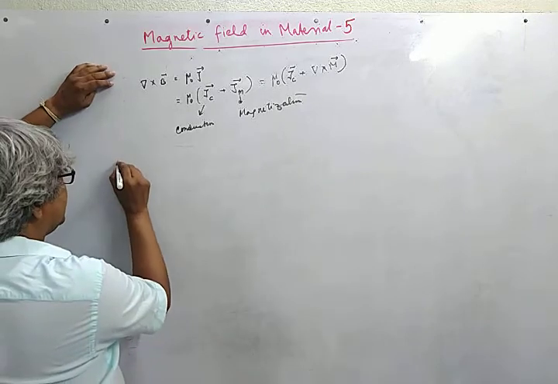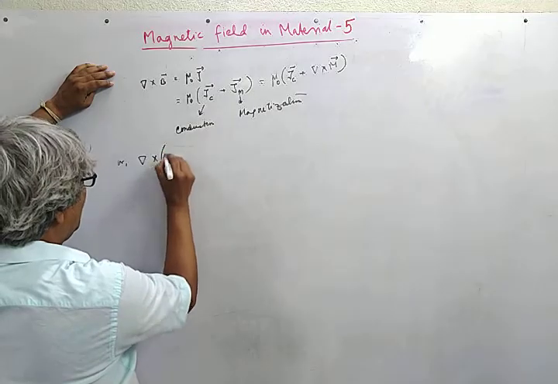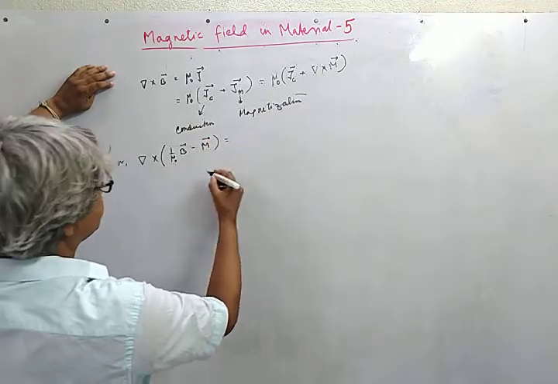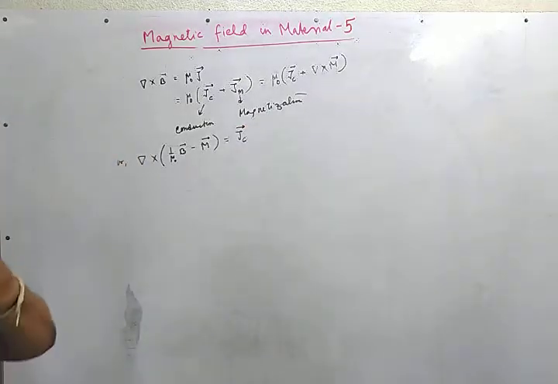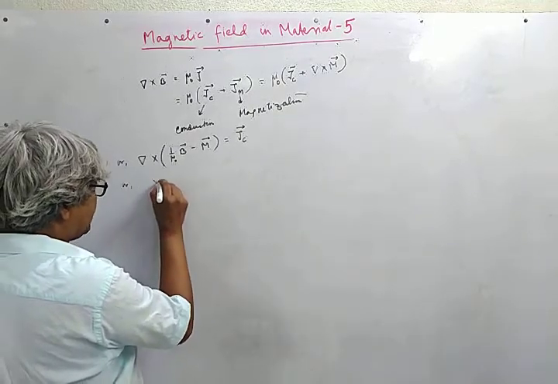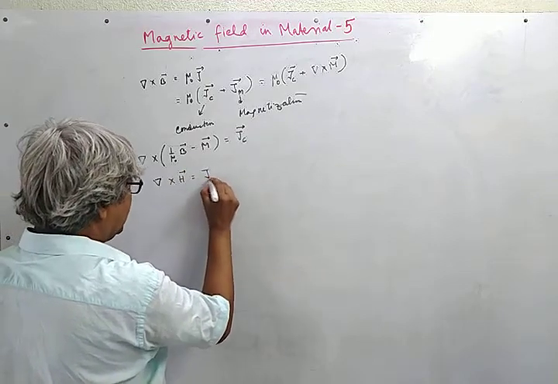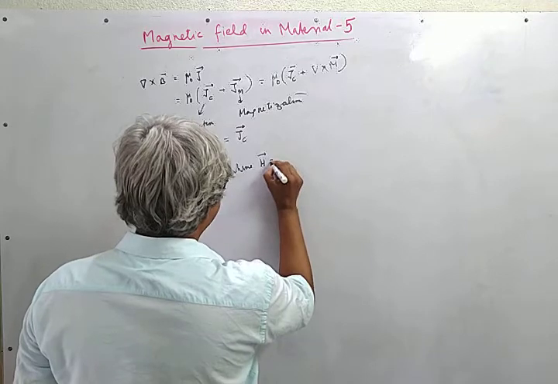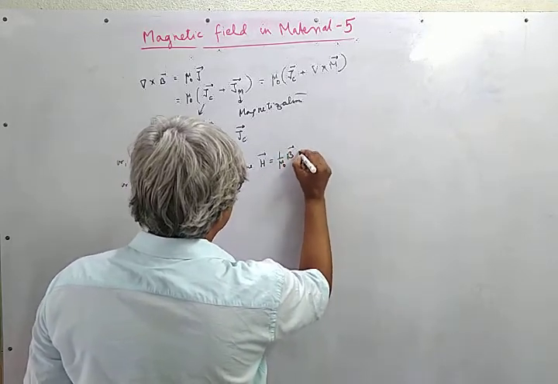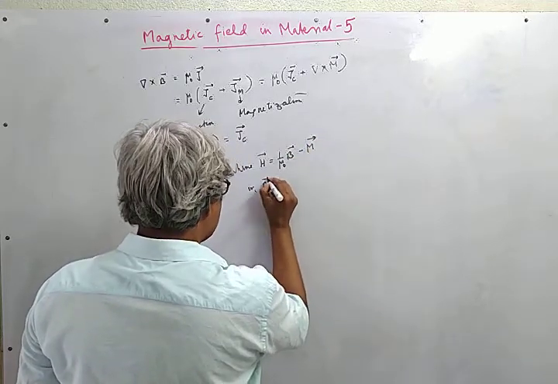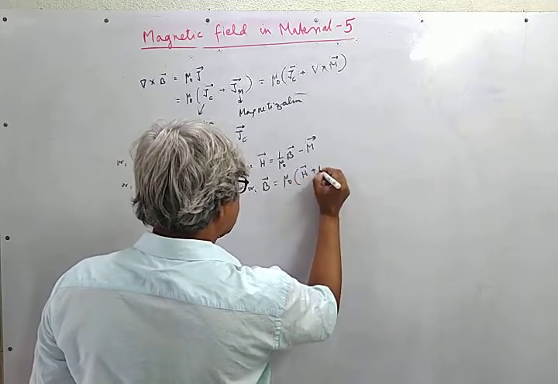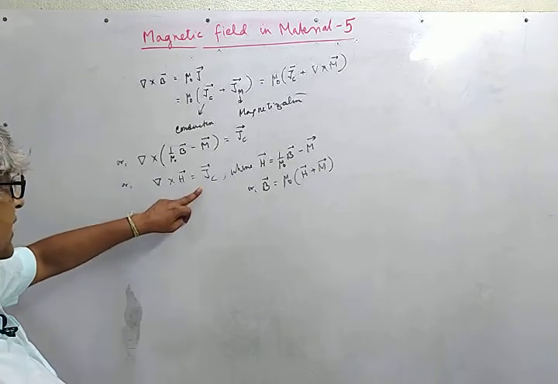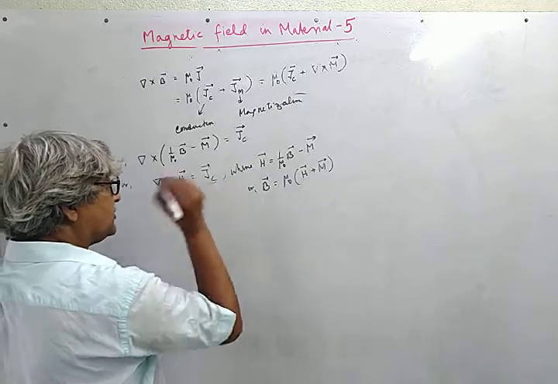So we write this equation as curl of (B upon mu 0 minus M) is equal to Jc. So we see that if we introduce a quantity H field, then curl of H field is simply Jc, where H field is defined as 1 upon mu 0 B minus M, or B is equal to mu 0 H plus M. This is the H field. It is an auxiliary field which has been introduced so that the curl of this field is the conduction current density.